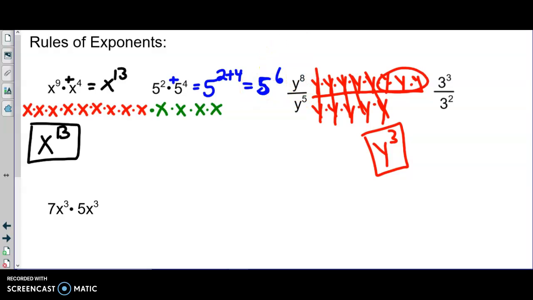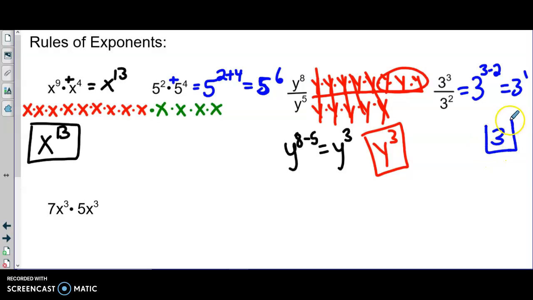Now the shortcut here is when you divide, you subtract. So you could have said, you keep the base the same, and then you subtract the exponents. So you could have gotten your answer that way as well. All right, so here, if we take our shortcut, the base stays the same, and then we subtract the exponents, and we get 3 to the 1st power. Now, since that's a number, it'll probably just simplify it and write it as 3.